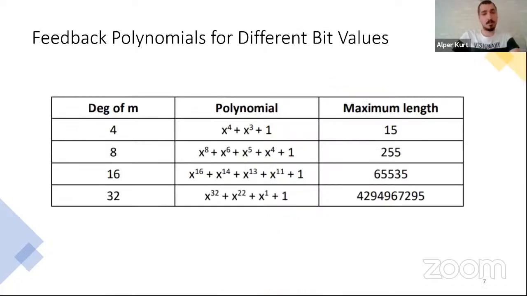Also, these are the polynomials for different values of m, and these are the maximum lengths with respect to the degree of m. Here again, degree of m means the number of D-type flip-flops used in this circuit, or simply the bit values: 4-bit, 8-bit, 16-bit, etc. And it's obvious that the maximum length increases extremely when the degree of m increases.